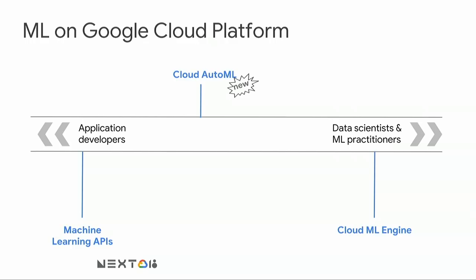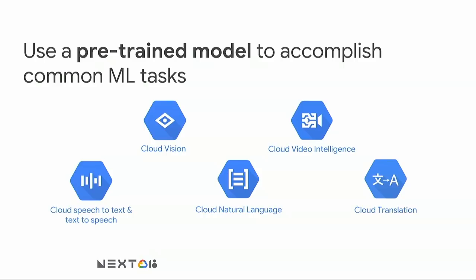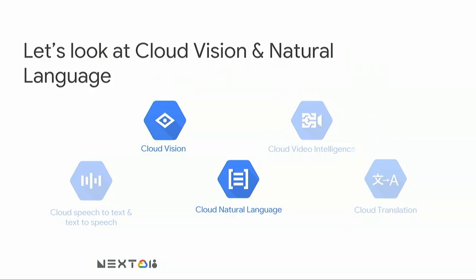Now that you know the three different product areas we're going to be covering, let's dive right in with machine learning as an API. As I mentioned, we have 5 pre-trained APIs that give you access to pre-trained machine learning models to accomplish common ML tasks like analyzing images, analyzing scenes in a video, converting audio to text, analyzing that text a little further, and then finally translating that text into over 100 different languages. I'm going to focus on just 2 of the APIs, vision and natural language, to give you a taste of what the APIs can provide.